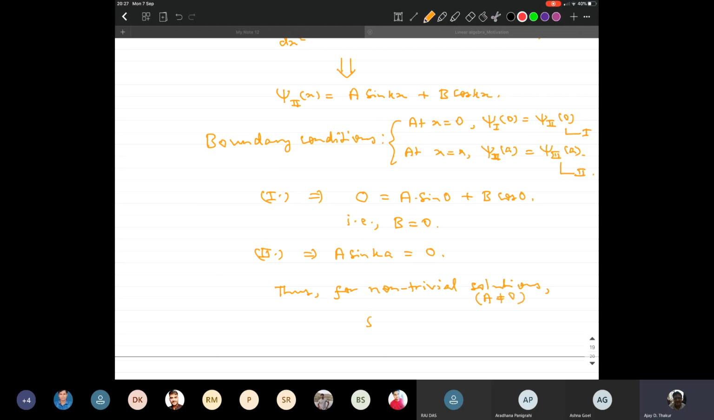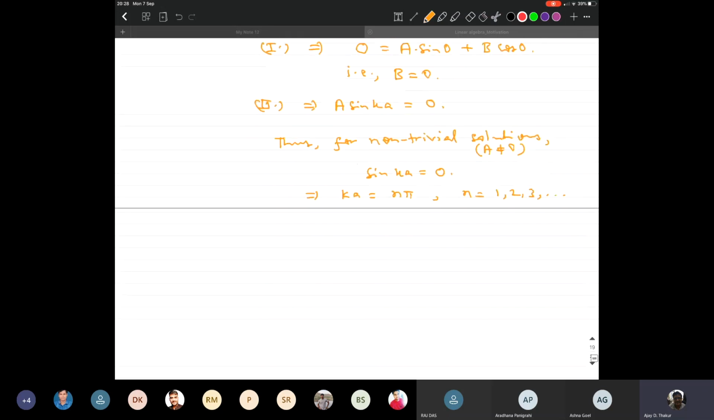So therefore, sin ka equals 0 implies ka equals n pi, n equals 1, 2, 3, and so on. Note that n equals 0 would again lead to a trivial solution, because if n is 0, then k is 0, so sine 0 is 0. So the entire wave function again goes to 0. So therefore n has to be 1, 2, 3, and so on.